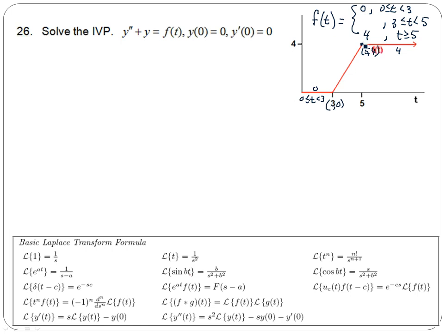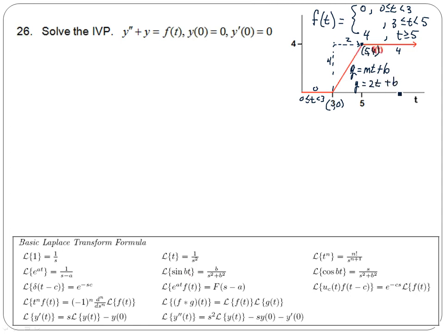So I need the equation for this line. I'm going to use y equals mx, but in place of x we have t, plus b, the slope-intercept form of the line, where to get the slope I'm going to use my rise. Here I'm going up from 0 to 4. I have a rise of 4, and my run going from 3 to 5 is 2. So my rise over run is 4 over 2, or 2. My slope is 2.